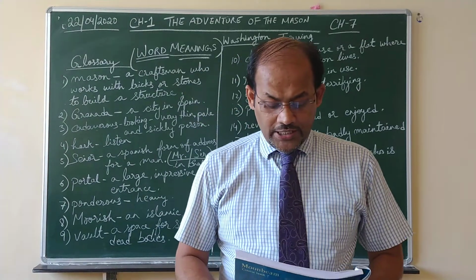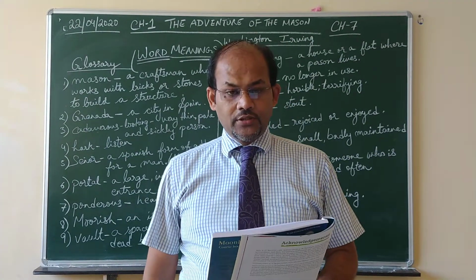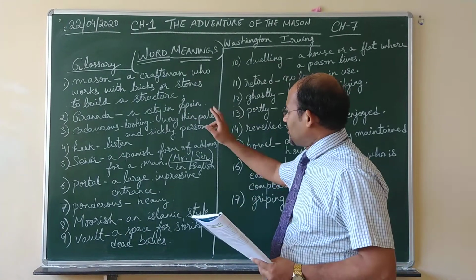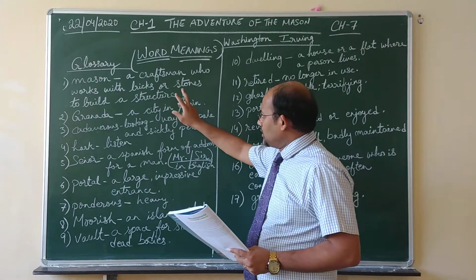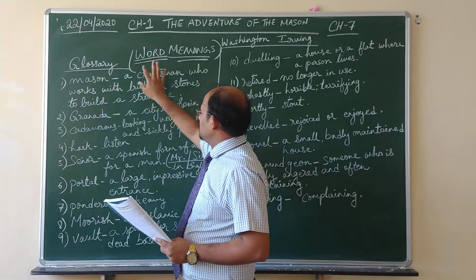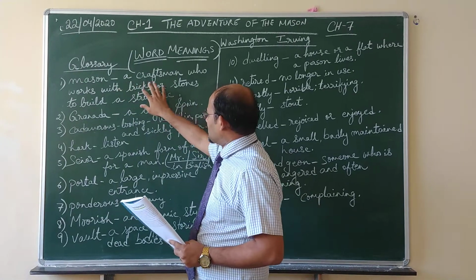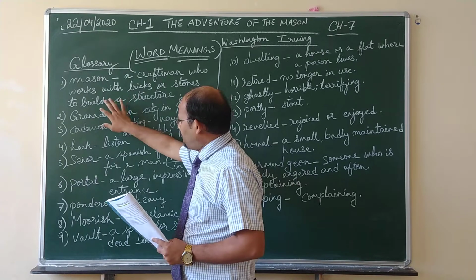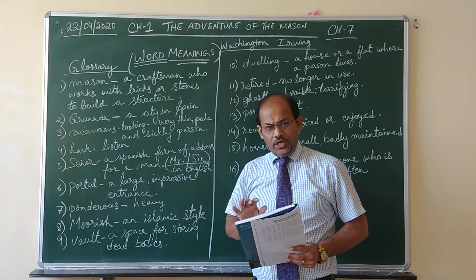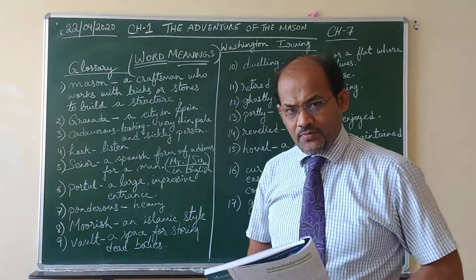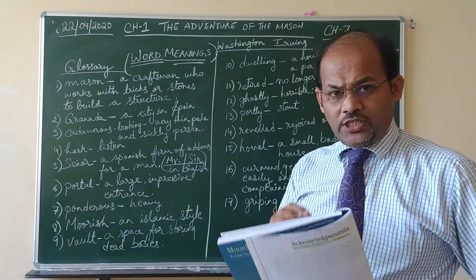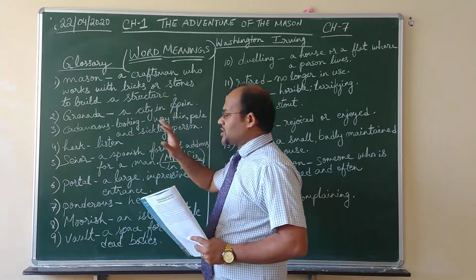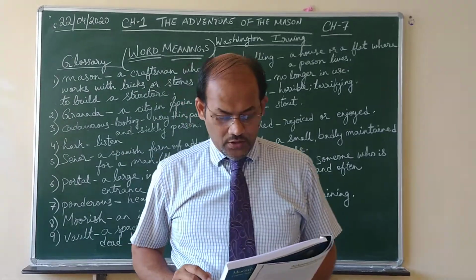There was once upon a time a poor mason in Granada. Now, what is the meaning of mason? As I have written it on the blackboard, as you can see in this glossary, word meanings. Mason is a craftsman who works with bricks and stones to build a structure. That is the meaning of mason: a man who builds a structure, a building. And Granada is a city in Spain.